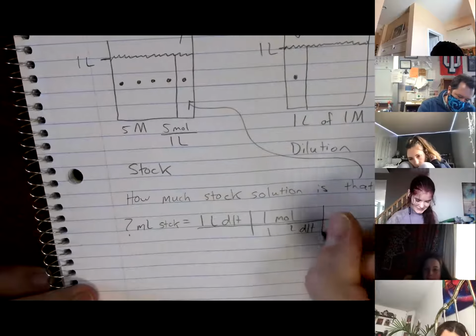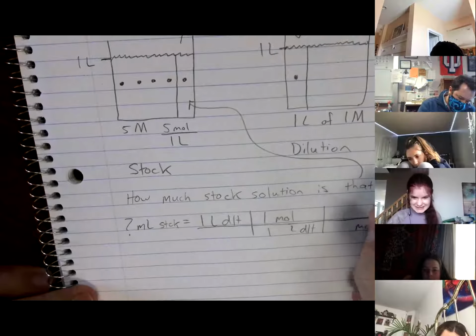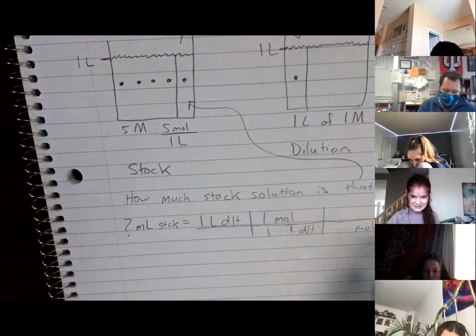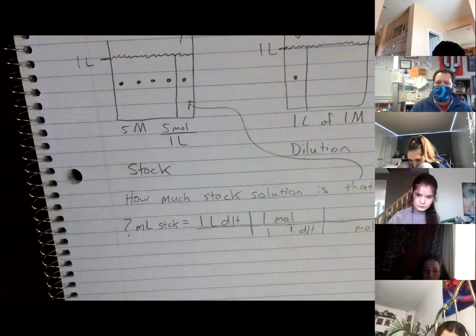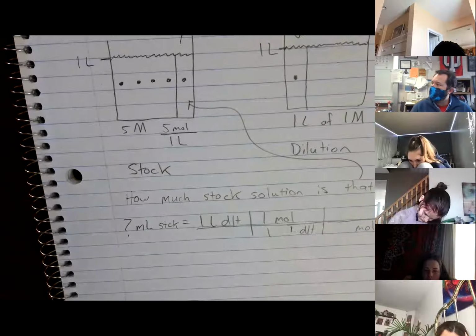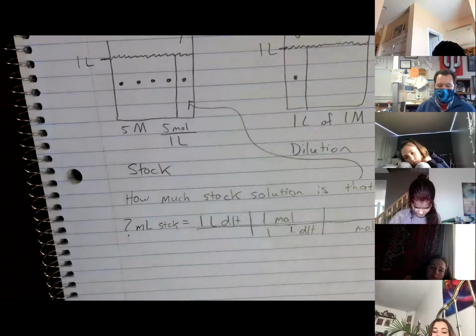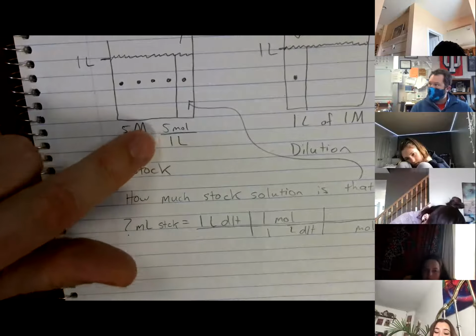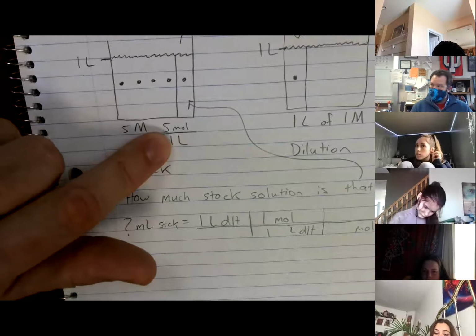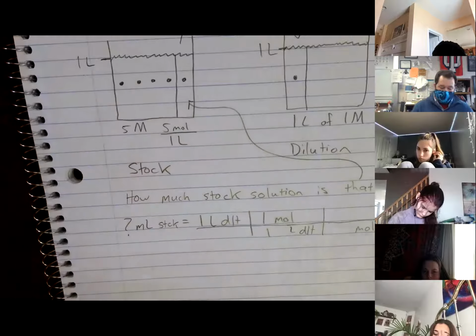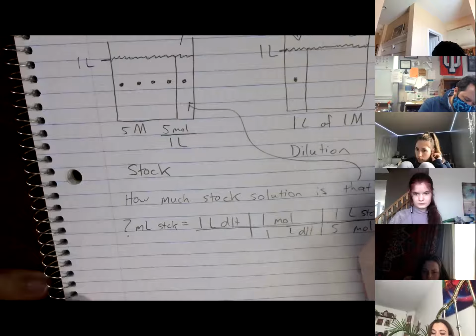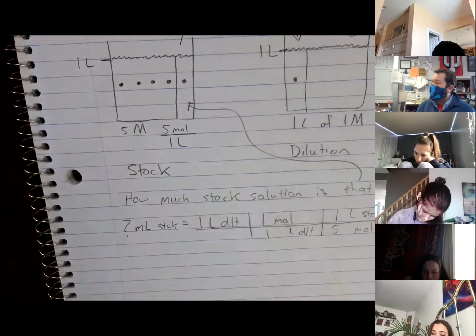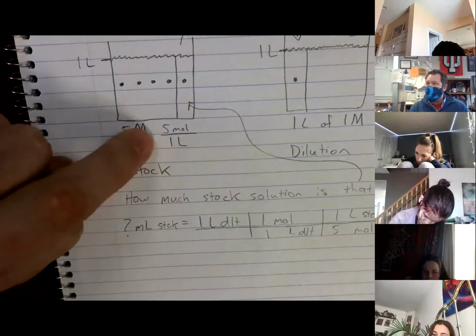Now that we have moles, again, we know what's going to go on the bottom. Right? Has to cancel out. How about what goes on top? Where can I go with moles? Well, right here. Now that I have moles, I can say 5 moles in 1 liter of stock. That's what this value right here is.